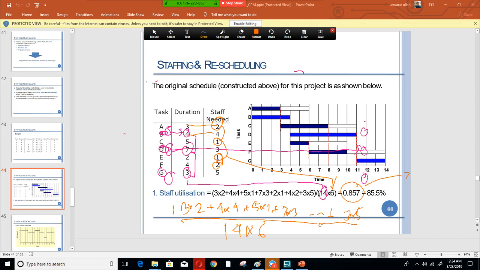So convert it into percent. So this was the basic idea of staff utilization and making a Gantt chart and also finding the critical path.